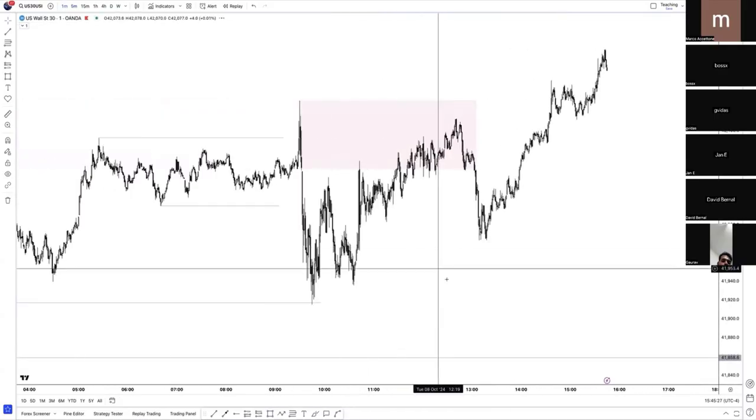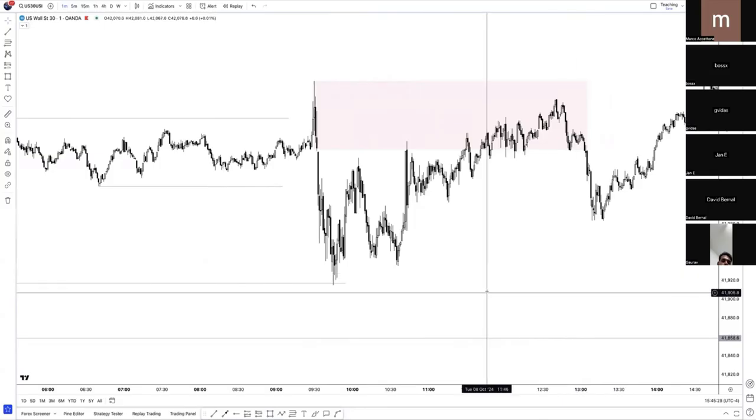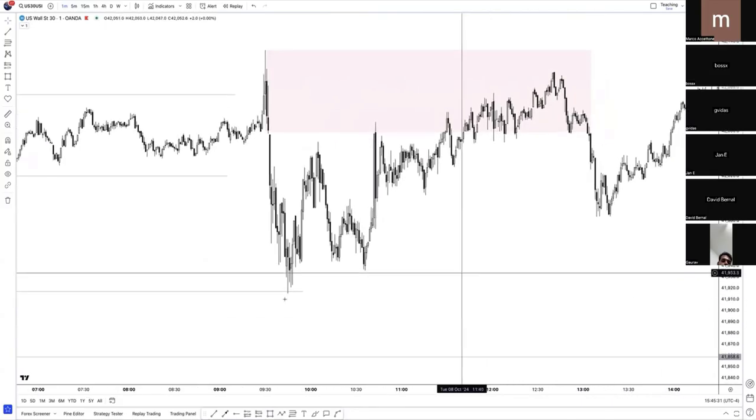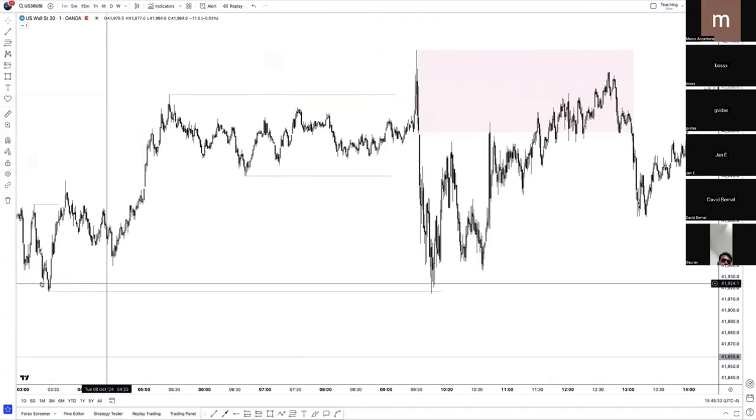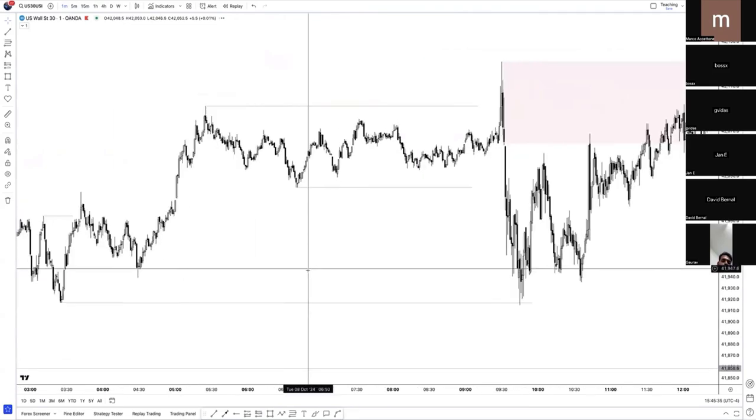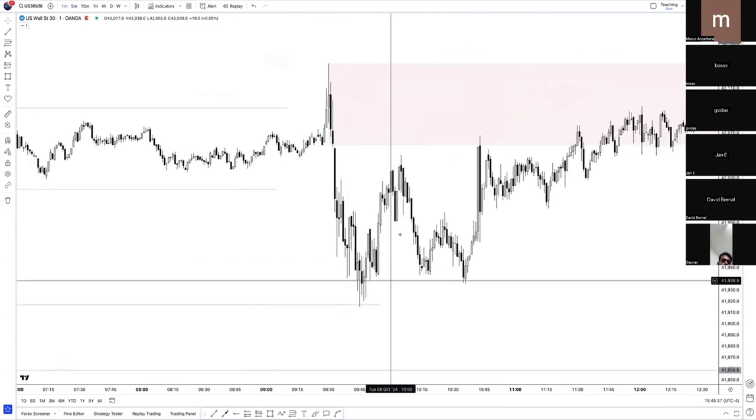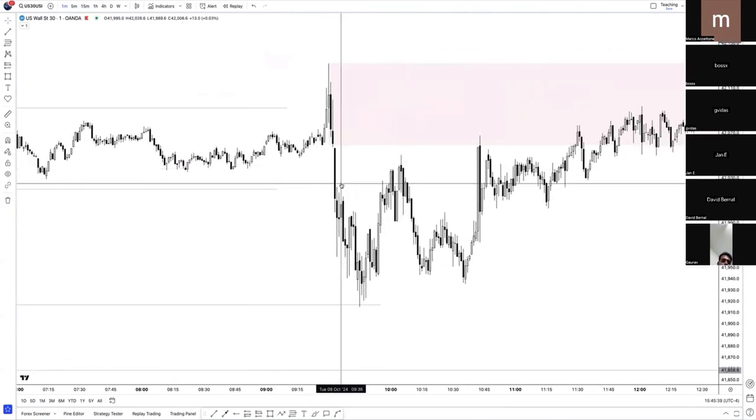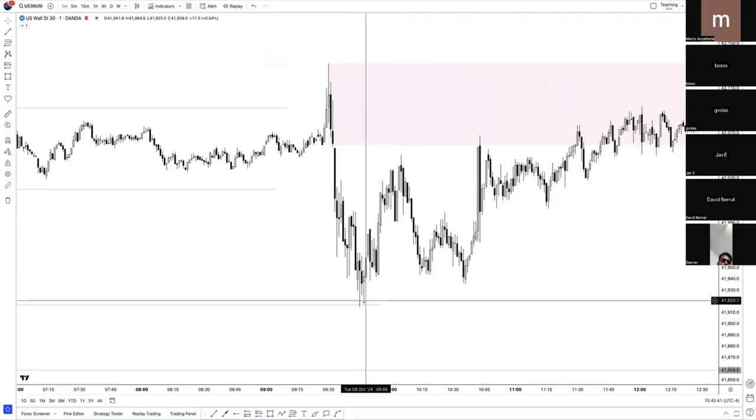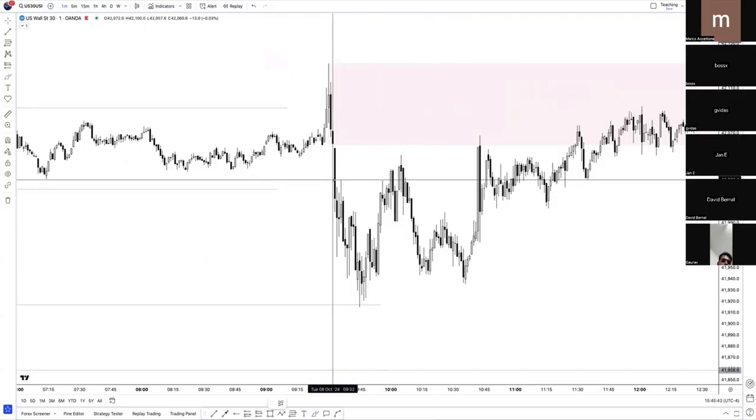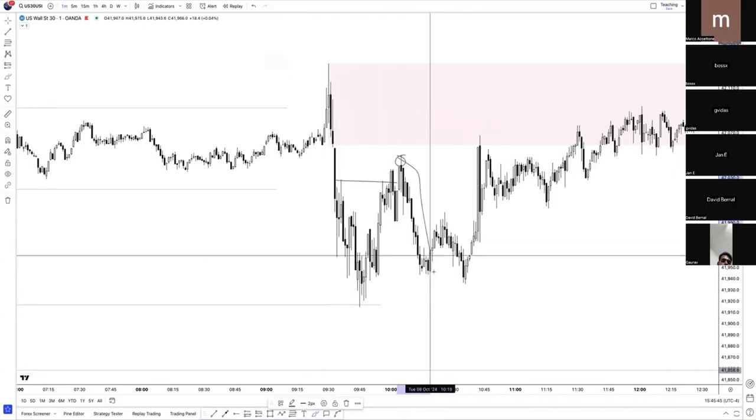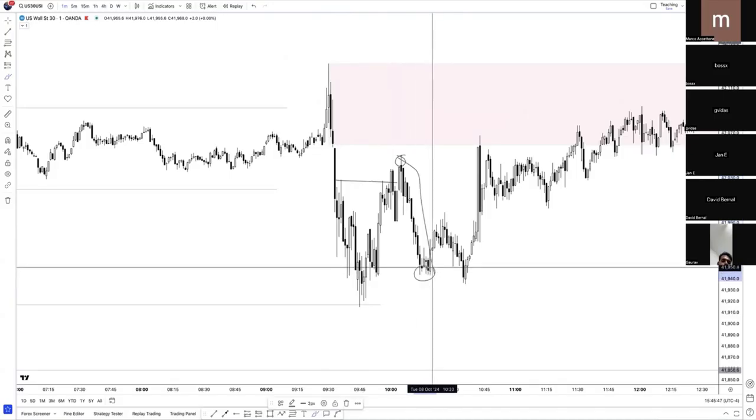Go to the M1. My entry was right here. Okay, so we've taken out that liquidity from the left-hand side. These lows from London. Perfect. We've gone bullish, taking out internal. Okay, but now I need to see a buildup, right? If price just took out this and sold off without printing this low, I would not be taking a buy.